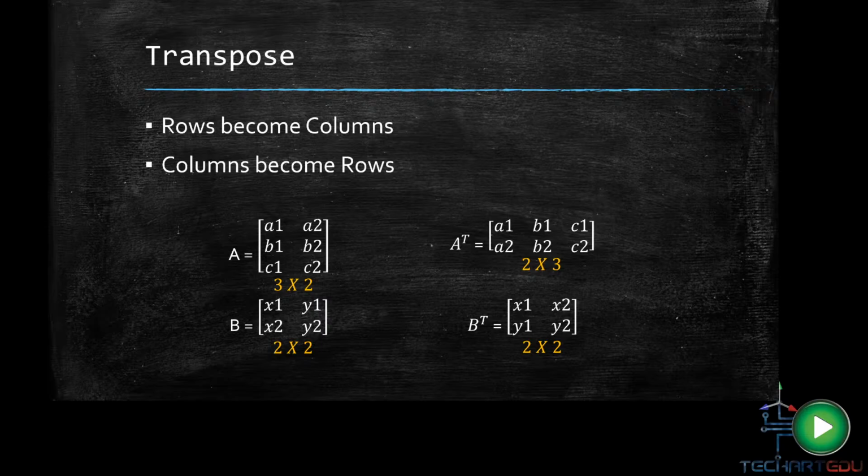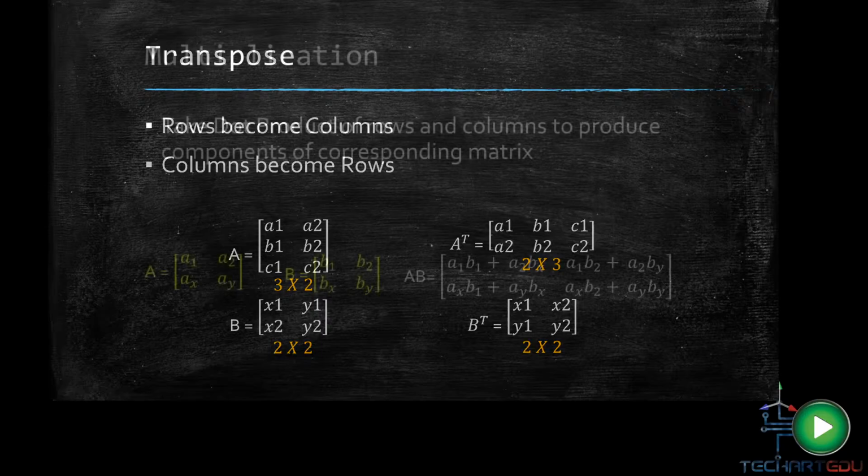Now, they do have this weird thing called transposition, and that is where you take a matrix and the rows become columns, and the columns become rows. So if we were to take matrix A and transpose it, we'd end up with something that looks like this, where these rows suddenly become the columns and vice versa. Now, that is good for some situations, especially when you're dealing with rendering.